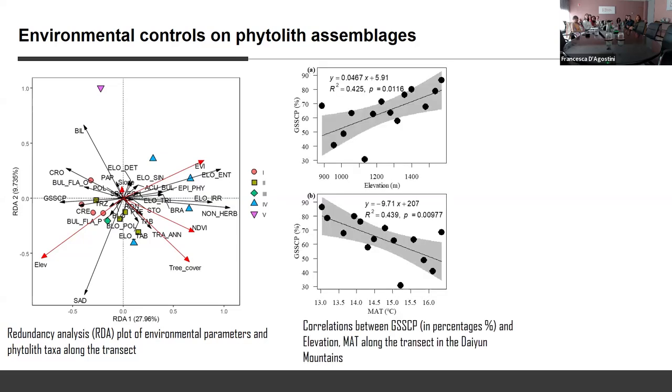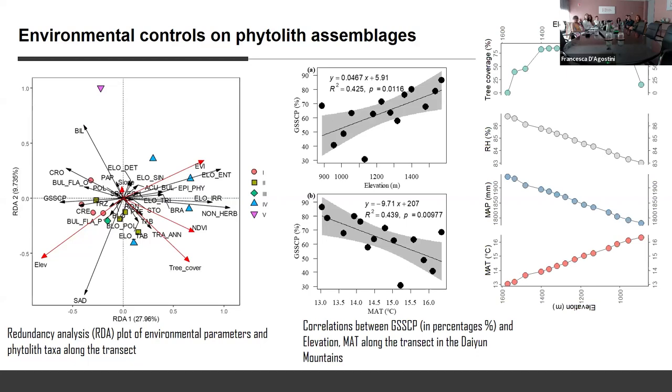So it seems there are indeed some kind of mathematical correlations. Plus, we want to see whether there's a correlation between the grass short cell phytoliths and the mean annual temperature. So with the increase of elevation, we try to establish every parameter that we can, to see what factors influence the phytolith assemblage distribution.